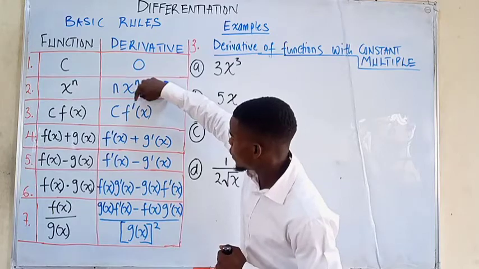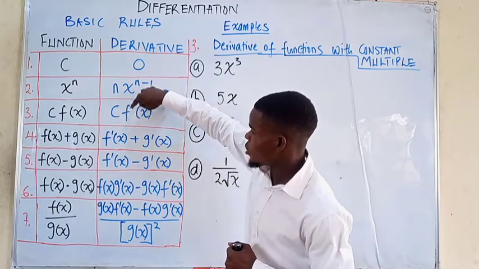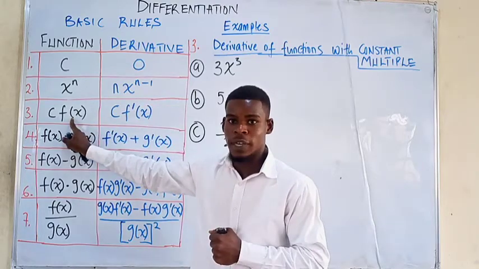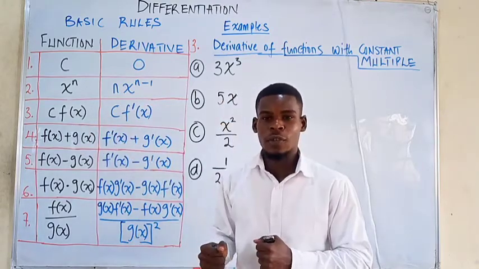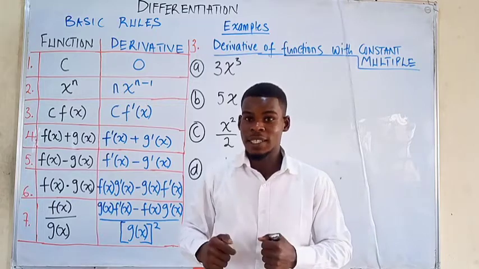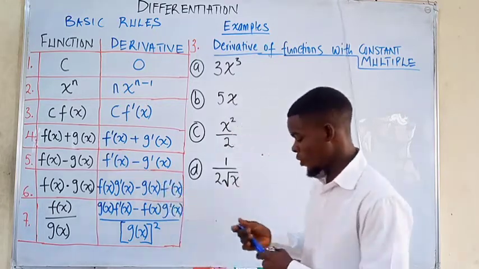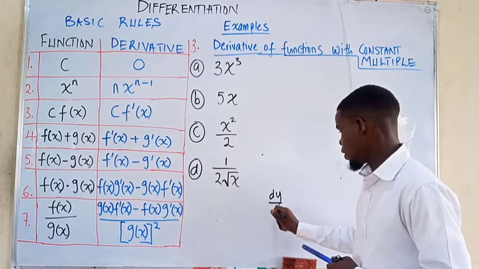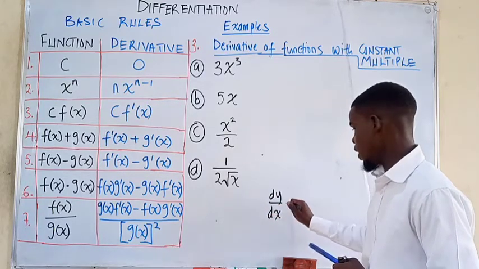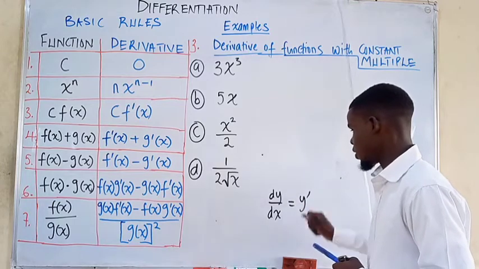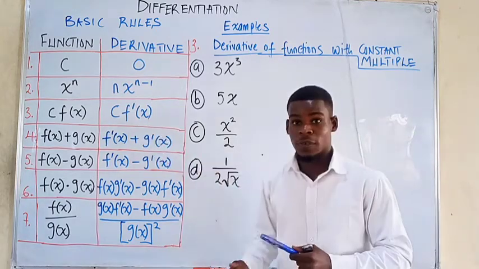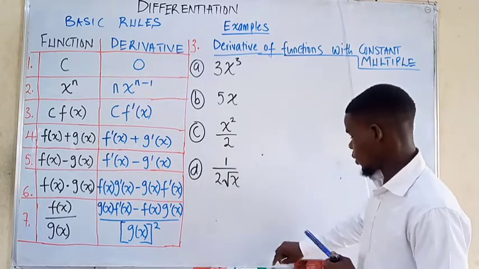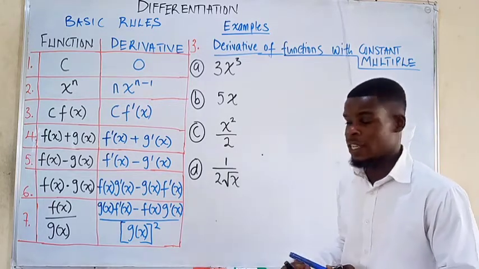So this f dash of x, this dash shows that this new function is gotten from the old one by differentiating it. If you see something like dy dx, it is the same thing as saying y with a dash. If a function is called y and you're differentiating it with respect to x, then dy dx is the same thing as y with a dash. So this is the same thing as differentiating the function f of x. When we have a constant multiple function, you just keep the constant and differentiate the function.